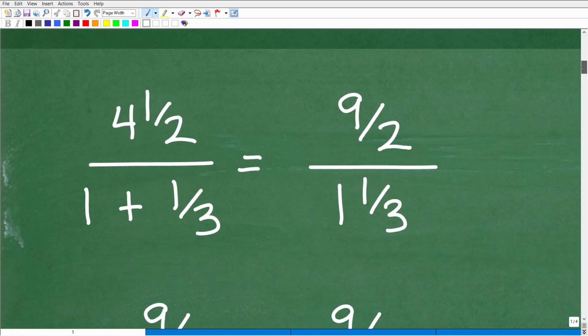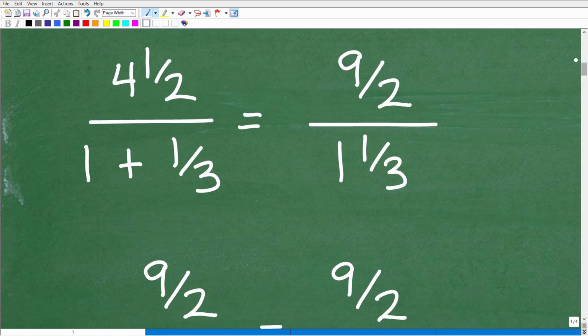But let's go ahead and get into this problem. So here we have 4 and 1/2 divided by 1 plus 1/3. So what do we want to do here? Well, we have mixed numbers. You always want to take your mixed numbers and write them as improper fractions.